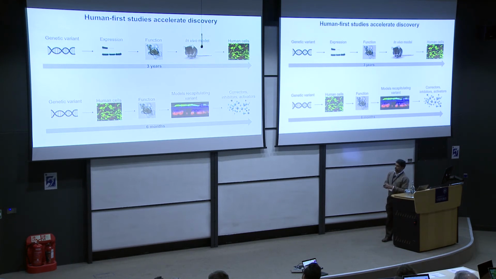What I've shown you are examples from taking a genetic variant, taking it through expression maps to function, often making in vivo models and then human cells, and that process has roughly taken about 3 years. What I'd like to propose is that now that we have better knowledge and better applications to handle human cells, and in the next few examples that should appear in press soon, we've been able to take genetic variants directly to human cells, identify function, build models, and then use small molecules to either correct the phenotype or inhibit the phenotype. And that process should take about 6 months.